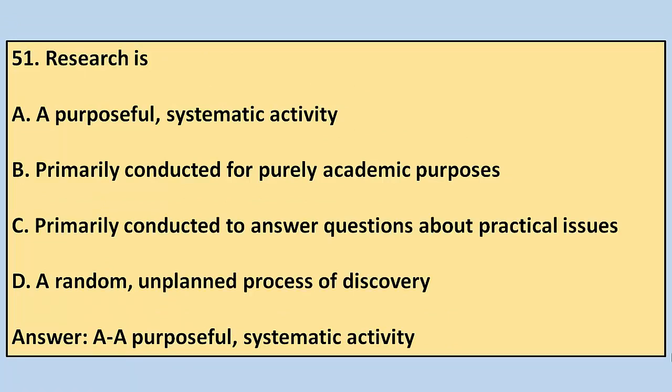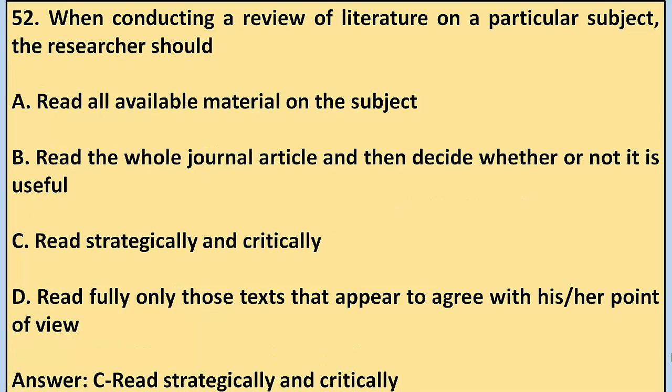Research is: A, a purposeful systematic activity; B, primarily conducted for pure academic purposes; C, primarily conducted to answer questions about practical issues; D, a random unplanned process of discovery. Answer is A, purposeful systematic activity.